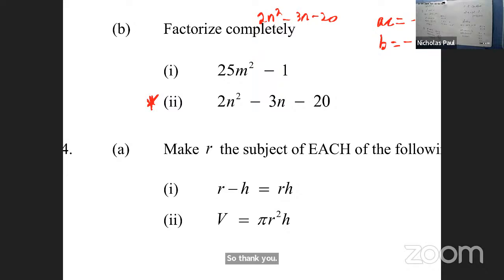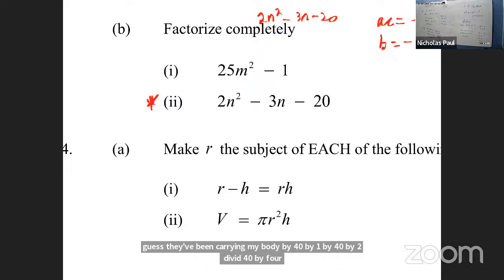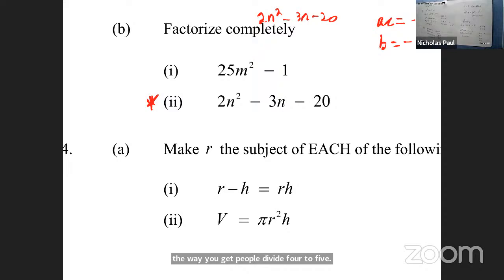If you can remember, divide 40 by 1, divide 40 by 2, divide 40 by 4. So what you get, before divide 40 by 5. I might help you remember the multiples, the factors.